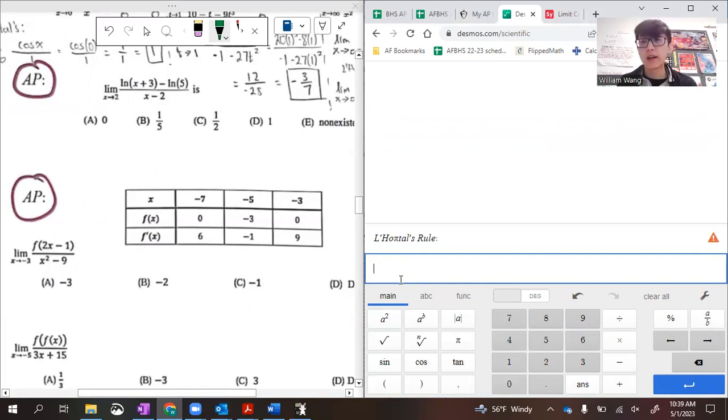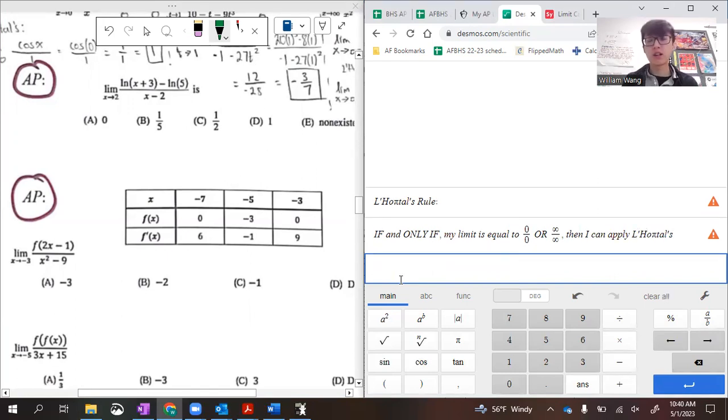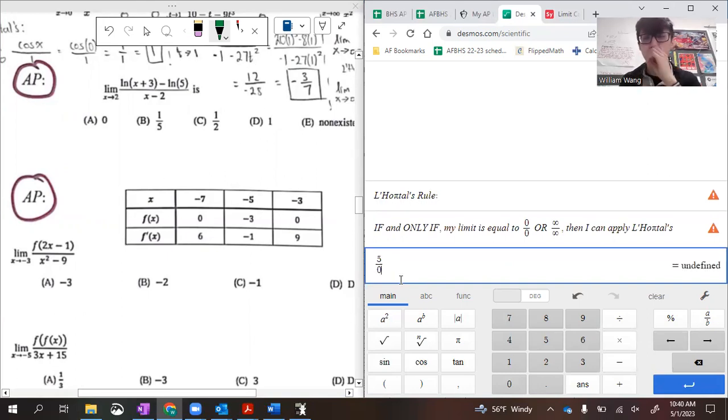Well, try to recall this in your head, but basically the rule is if and only if my limit is equal to 0 divided by 0 or infinity divided by infinity, then I can apply L'Hopital's. Right, so if and only if my limit is equal to 0 over 0 or infinity over infinity. If my limit is equal to like 5 divided by 0, I cannot apply L'Hopital's. This would be a vertical asymptote, so I would have to use my vertical asymptote method.